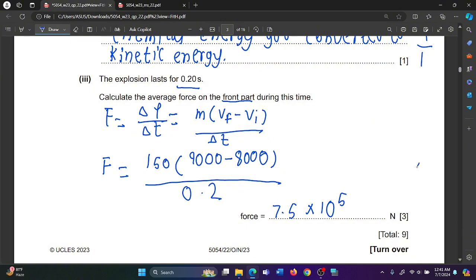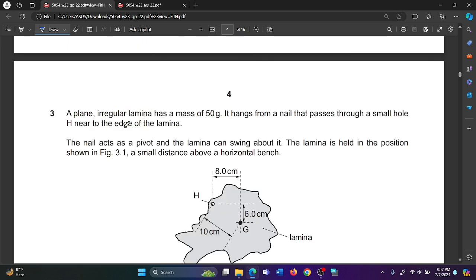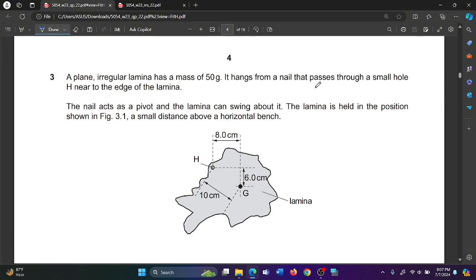So we got a 9 out of 9 in part 2. Now let's move on to part 3, question 3. Question 3 says that a plain irregular lamina has a mass of 50 gram. It hangs from a nail that passes through a small hole H. This is H, near to the edge of the lamina.